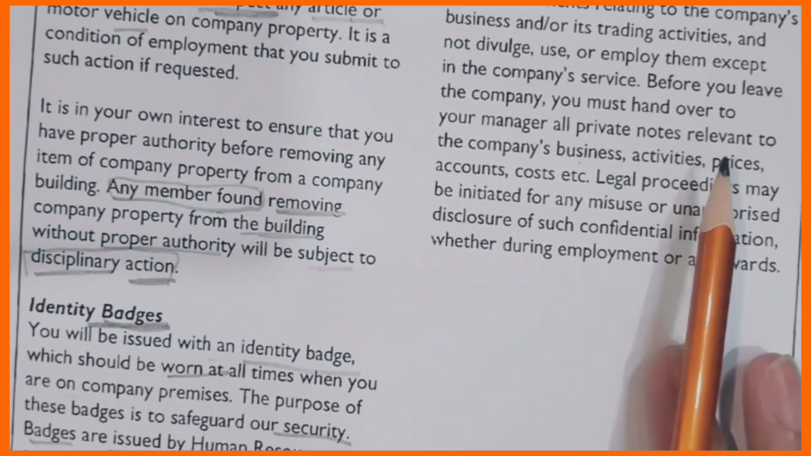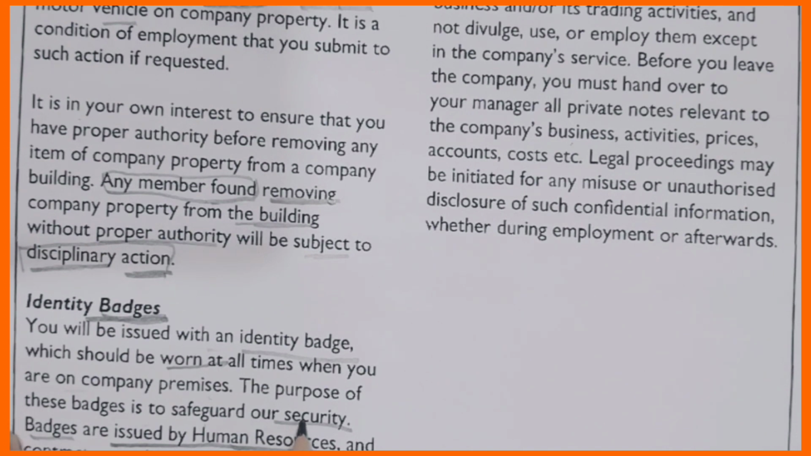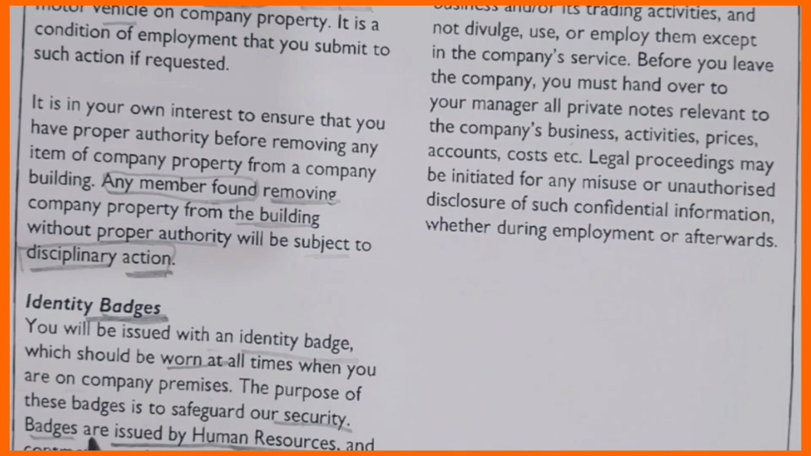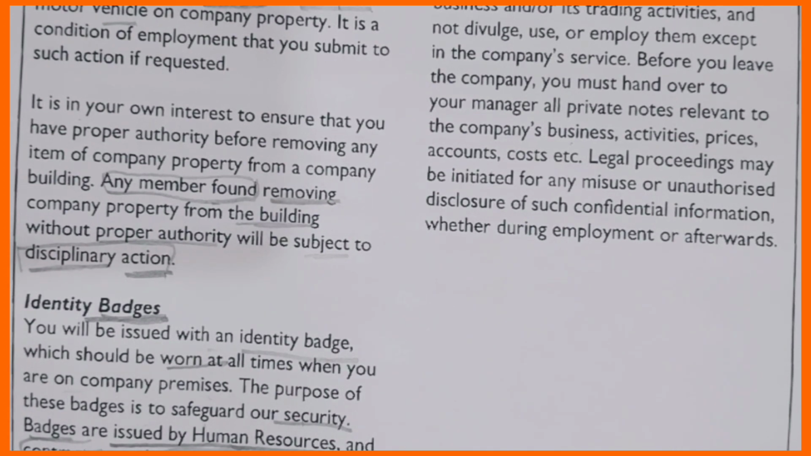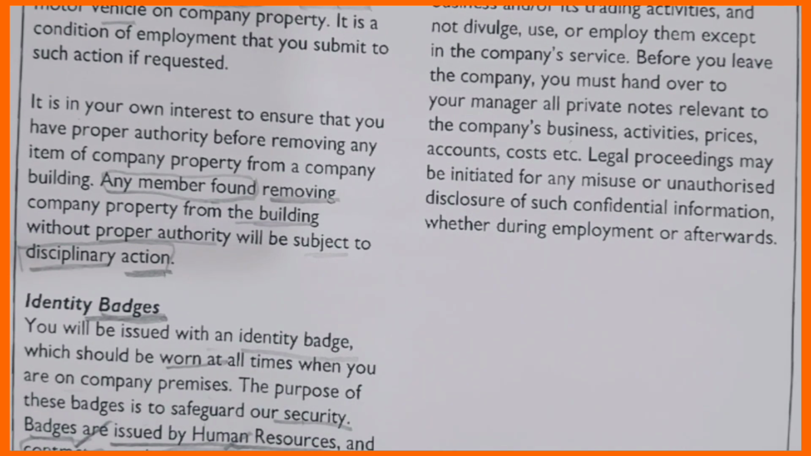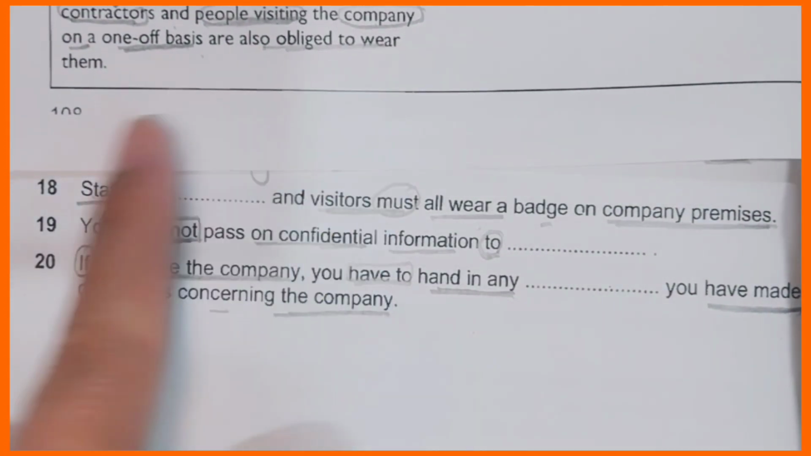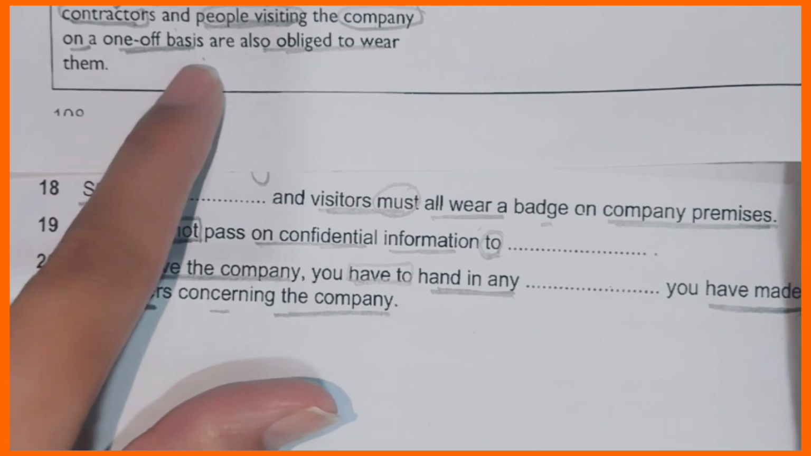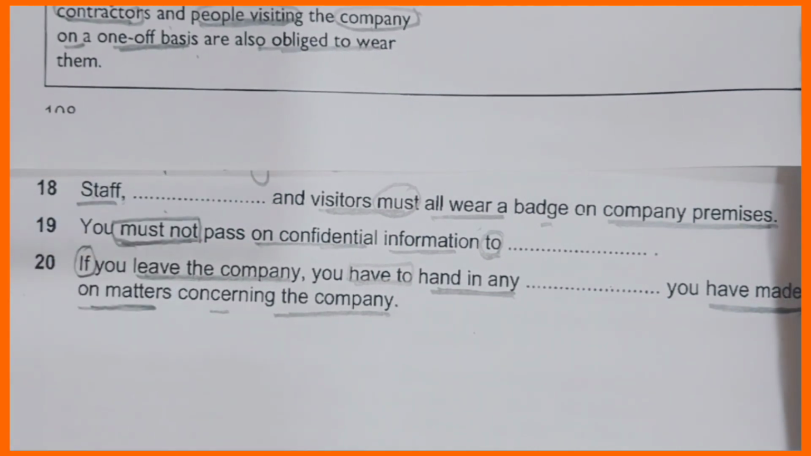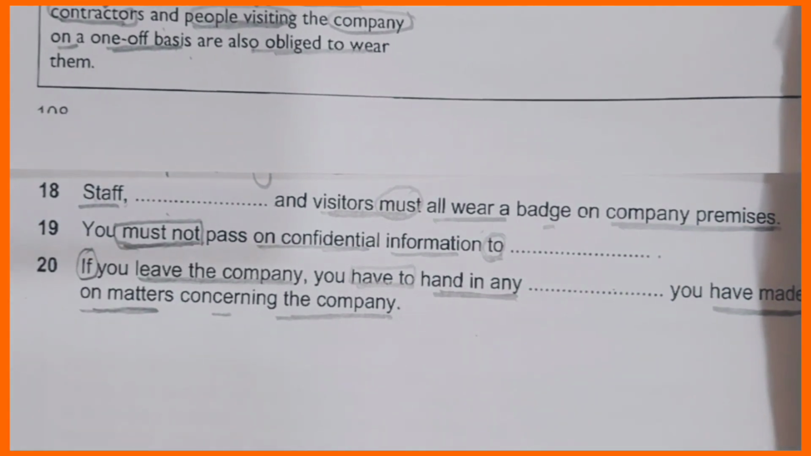Staff. The purpose of these badges is to safeguard security. Badges are issued by human resources, and contractors, people visiting the company on a one-off basis. So contractors, people visiting, and the company staff. So first of all, they are mentioning here, you can see how they are making the question tricky. On a one-off basis means a person who is visiting the company, not on a daily basis, or part of the company, or the company staff.